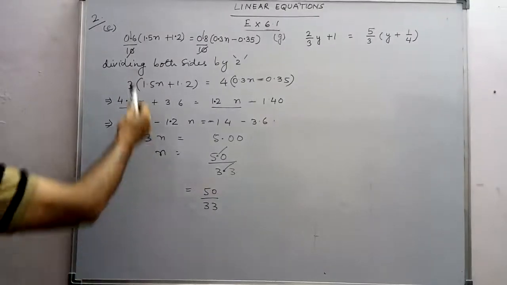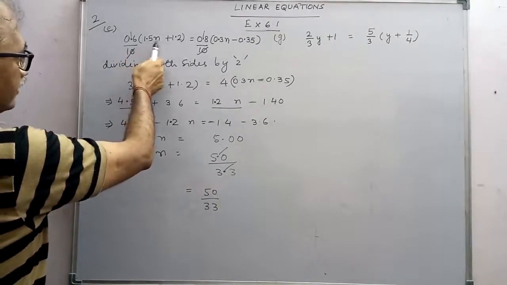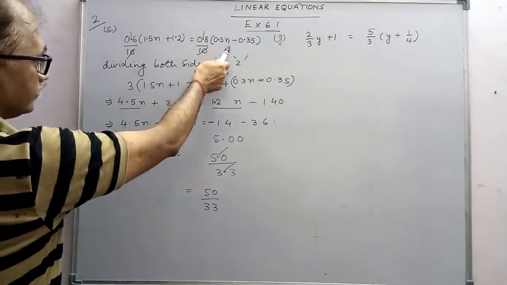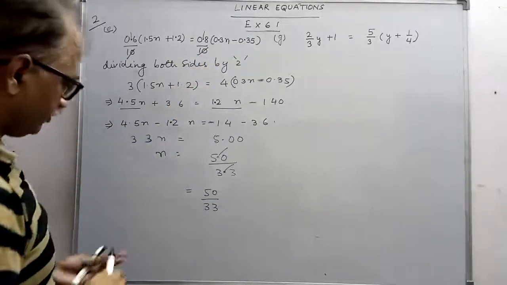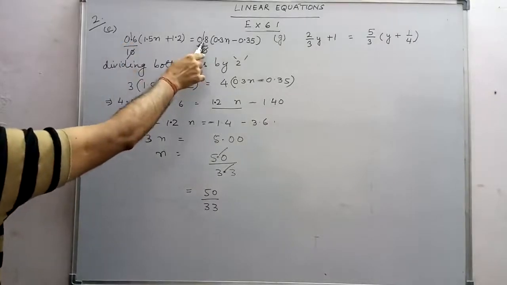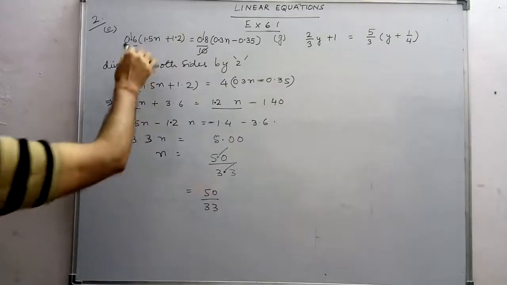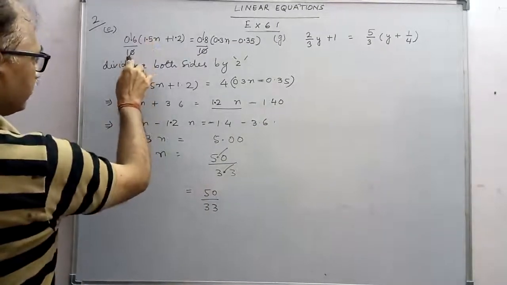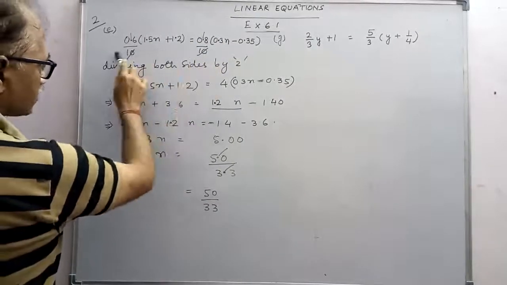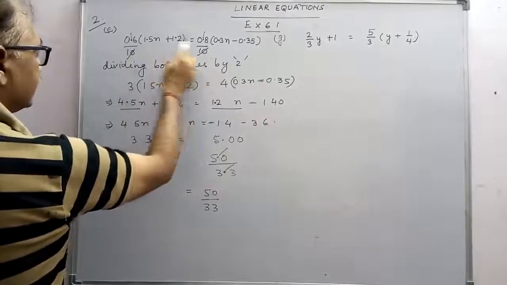Now 0.6 multiplied by (1.5n + 1.2) is equal to 0.8 multiplied by (0.3n - 0.35). This is the question. To solve this, you see there is one decimal point here and one decimal point here. It is becoming complex. So in order to solve this, you remove the decimal point: 10 will be written here and 10 here. You cancel this 10 and 10, both sides you multiply by 10, so they will be cancelled out. As a result, you get 6 here and 8 here.